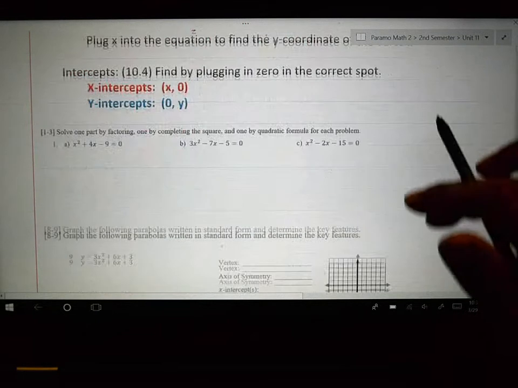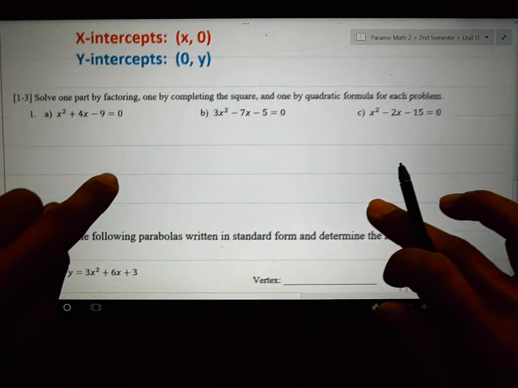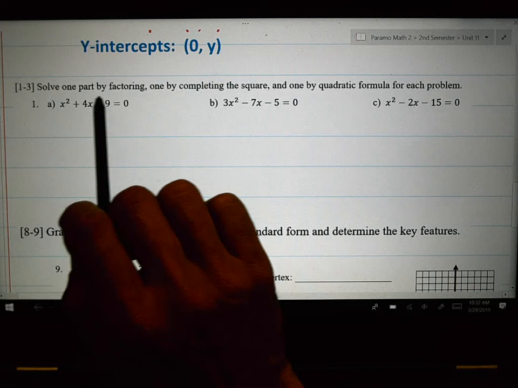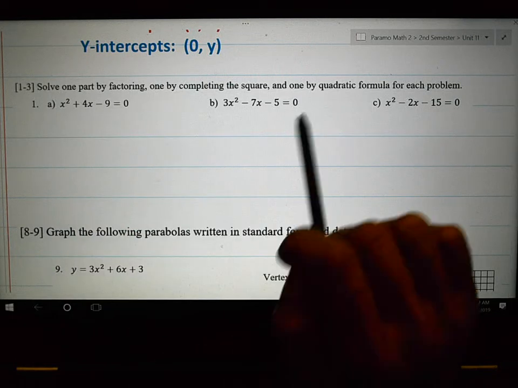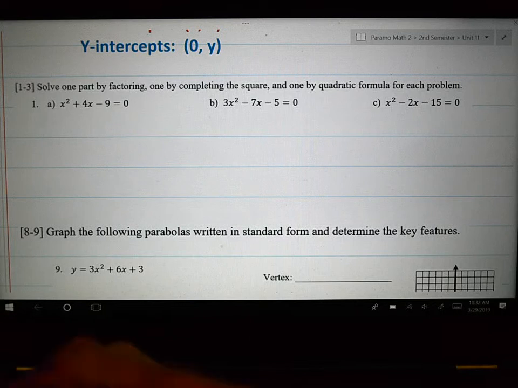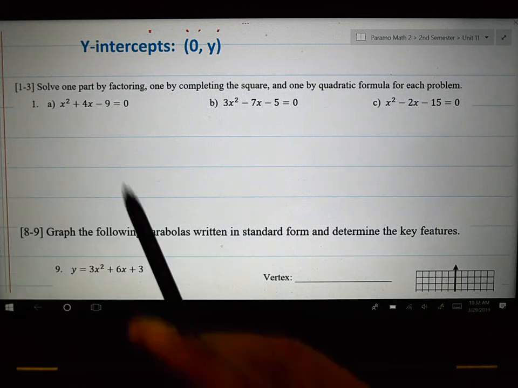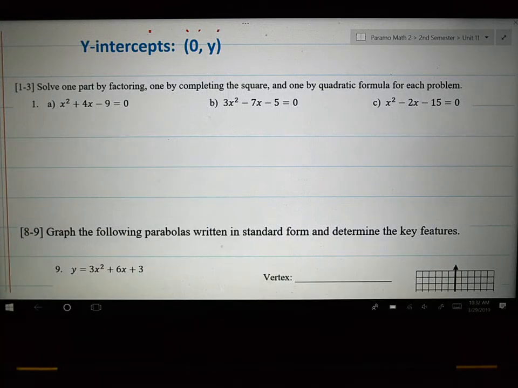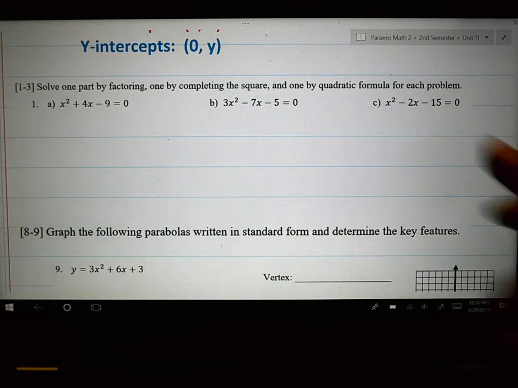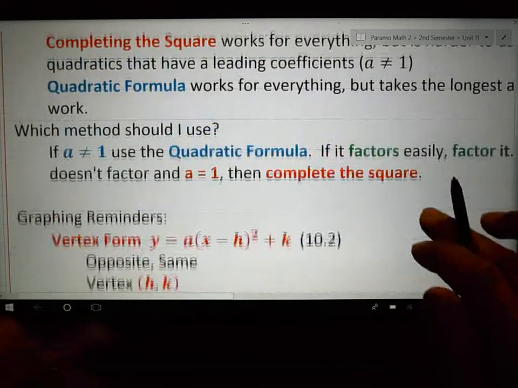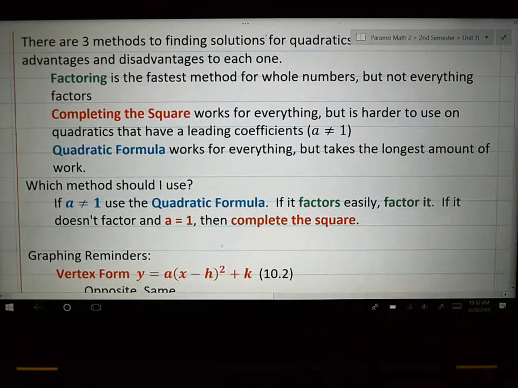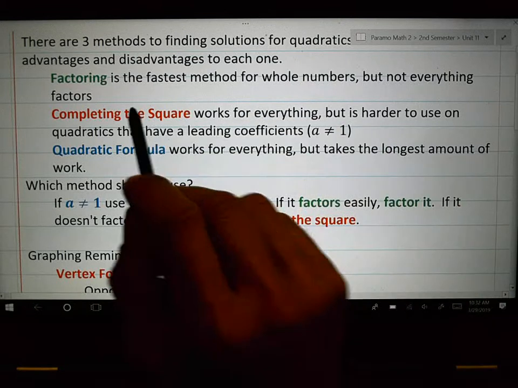As a matter of fact, when I looked at your worksheet, these are the directions of number 1. It says solve one part by factoring, one by completing the square, and one by the quadratic formula. You are going to have to make a choice. Do I do this with factoring or completing the square or quadratic formula? And you're only going to get to do one for each. So when I was making your notes, I thought, how are they supposed to know that? So I decided to write these things out.